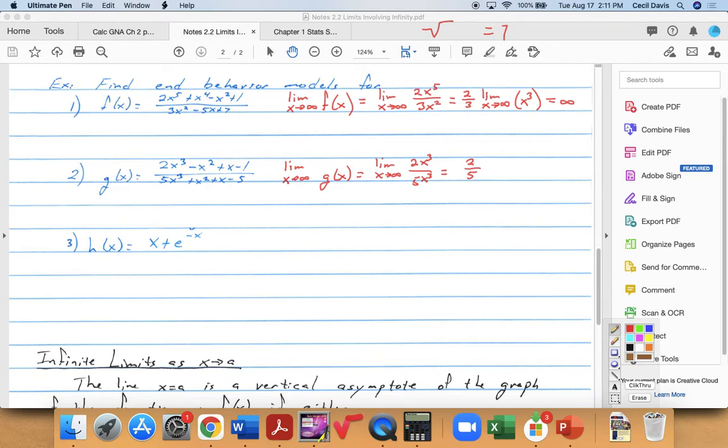Here is an interesting one. Oh, and I apologize. I didn't actually write the end behavior model for this. Okay? So the end behavior model for this would be y is equal to 2/3 x cubed. And the end behavior model for this would be just y is equal to 2/5.